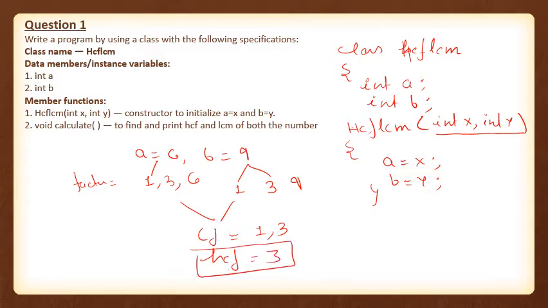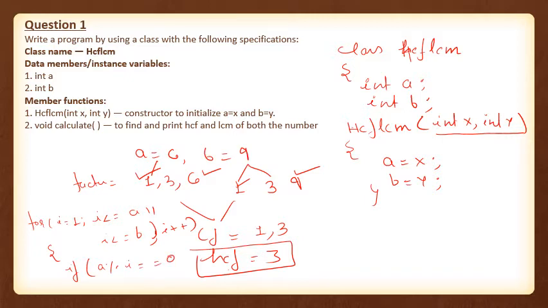Means you start a loop from 1 to that number A or 1 to that number B. So for loop starts from where? I equal to 1, I is less than equal to A or I is less than equal to B. And update is what? I plus plus. Inside that you check, find out the factor of I, means if A mod I equal to 0 and B mod I equal to 0, the common factor of both the numbers.